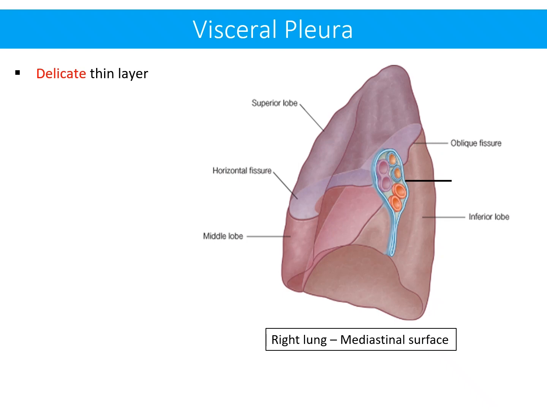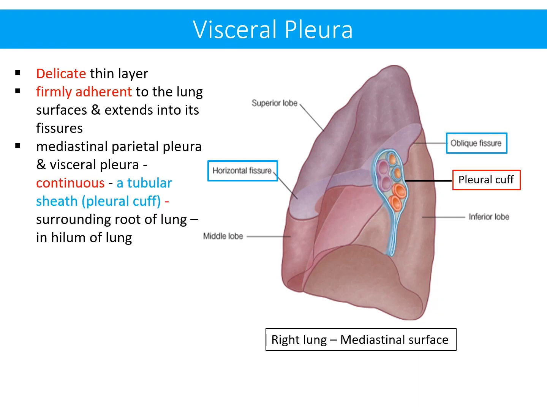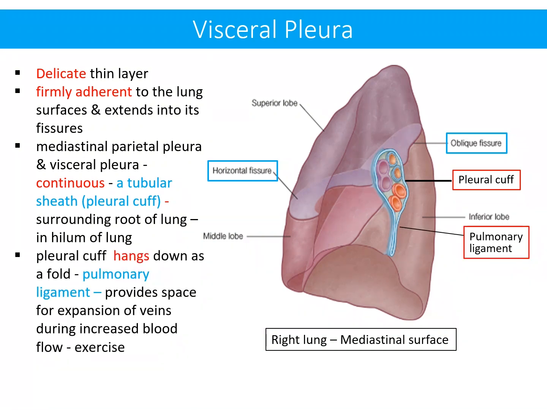Visceral pleura is a delicate thin layer firmly adherent to the lung surfaces. It extends into the fissures as well. Mediastinal parietal pleura and visceral pleura continue as a tubular sheath which is named as pleural cuff that surrounds root of the lung in the hilum of the lung. It hangs down as a fold, the pulmonary ligament, which provides space for expansion of veins during increased blood flow, such as in exercise.